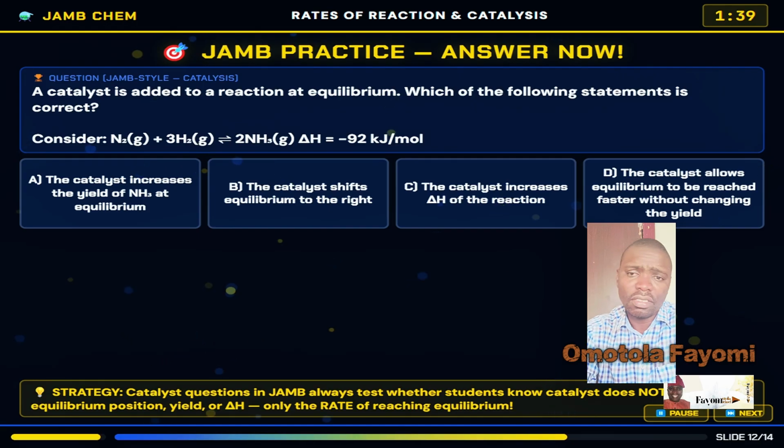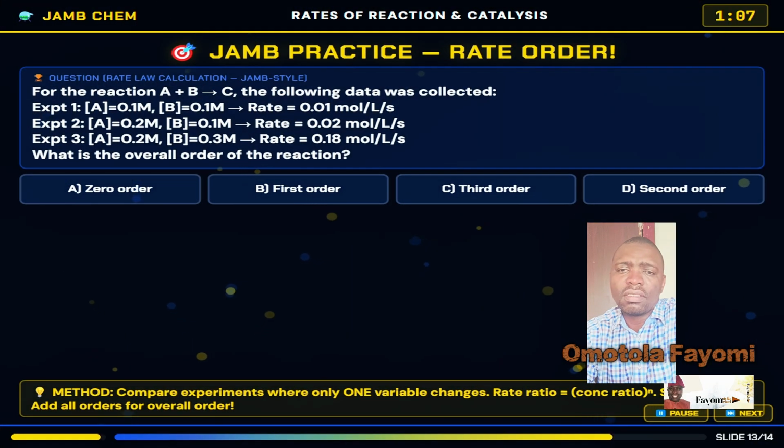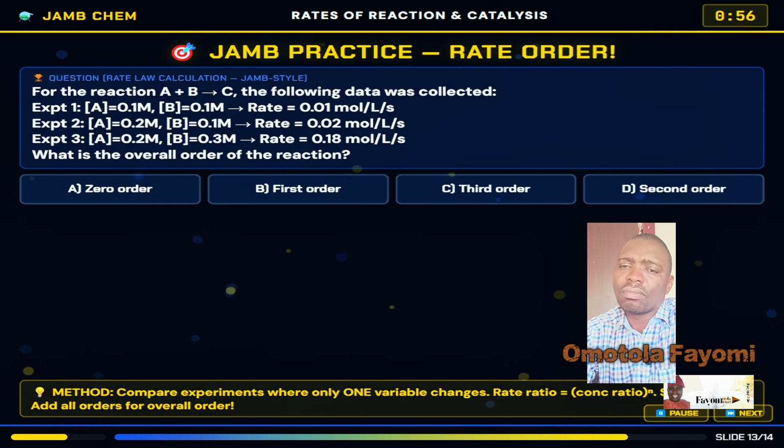Did you get it right? Brilliant. If not, you now know the exact reasoning JAMB expects. Now, final practice question, and this is a rate order calculation that JAMB gives regularly in data analysis format. You have 3 experiments. Walk through them systematically, and write the answer in the comment section.